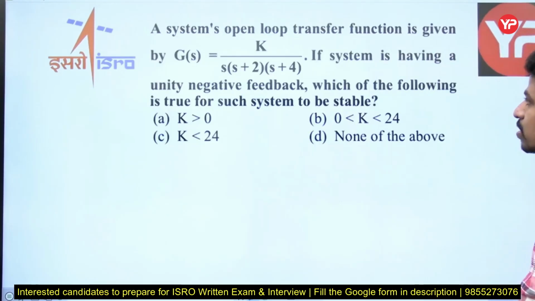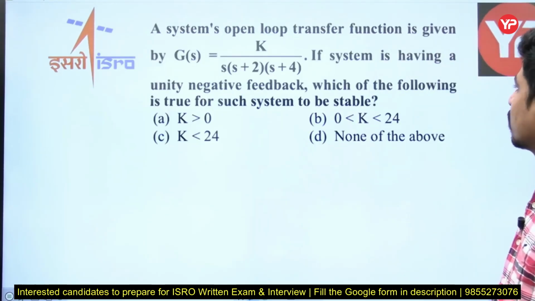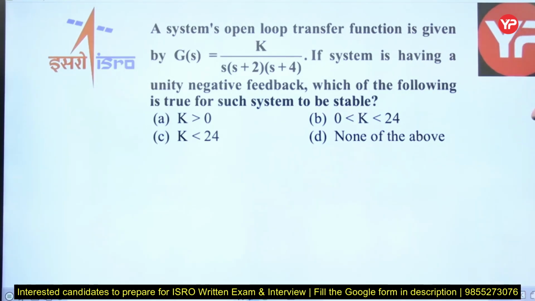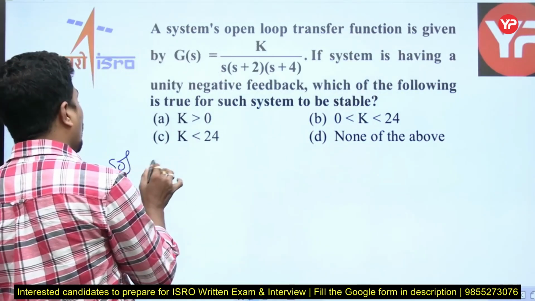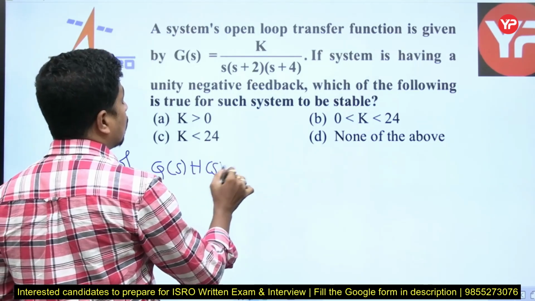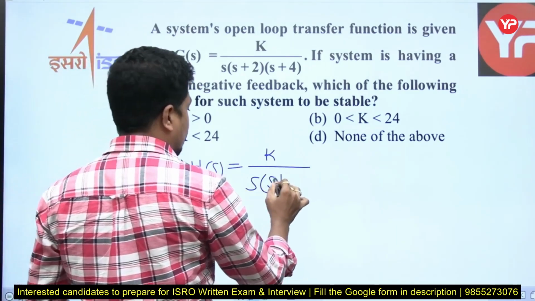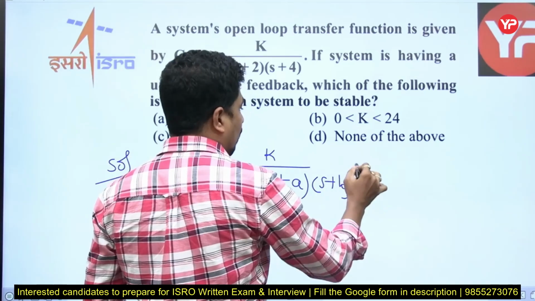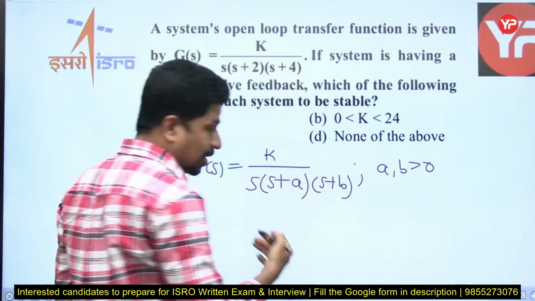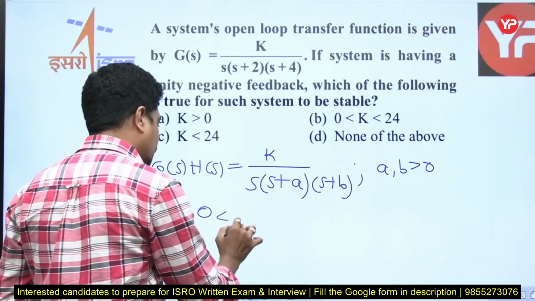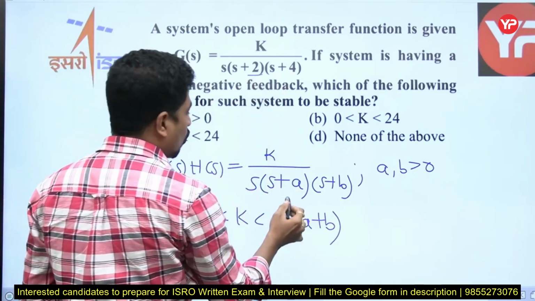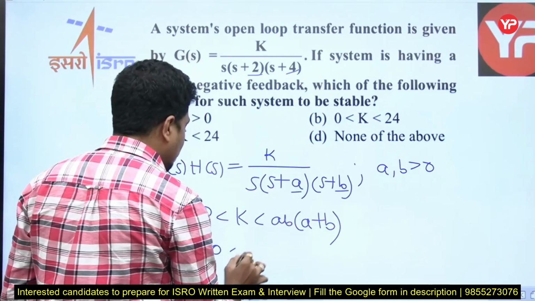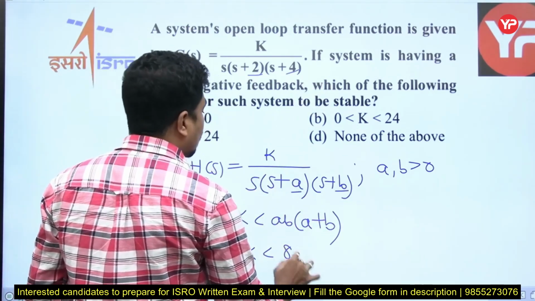Next question please. A system open loop transfer function is given, okay, if the system is having unity negative feedback, which of the following is true for a system to be stable? Here also I am giving one shortcut, that is suppose you have an open loop transfer function GSHS is equal to K by S into S plus A into S plus B, where A comma B are greater than 0, then the condition for stability is 0 less than K less than AB into A plus B. System is said to be stable. Compare, in place of A you have 2, in place of B you have 4. 0 less than K less than AB is 8, A plus B is 6.